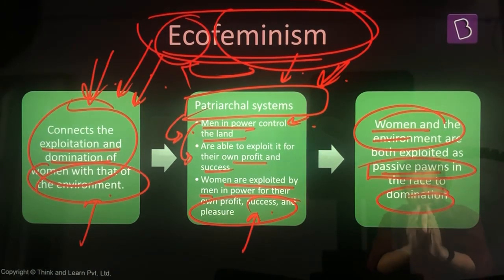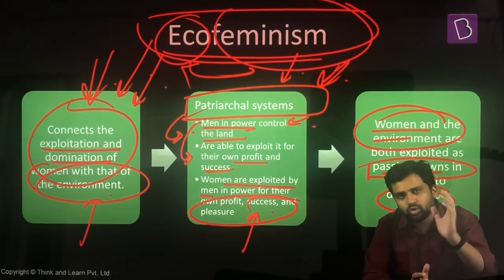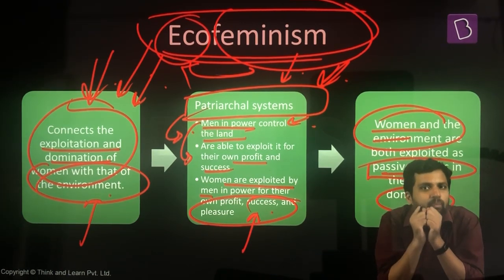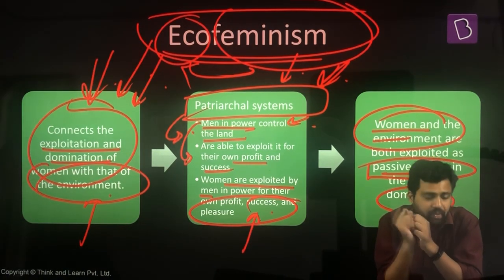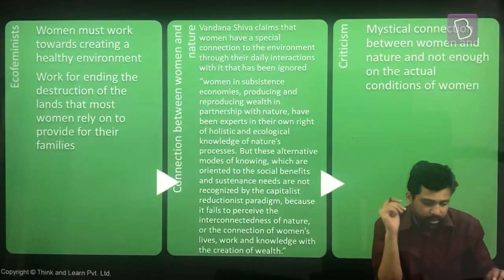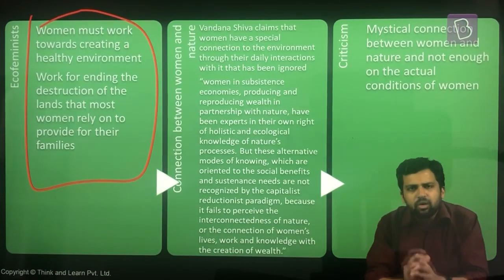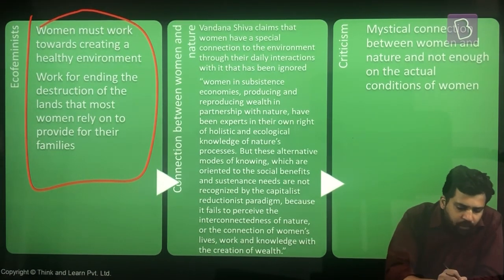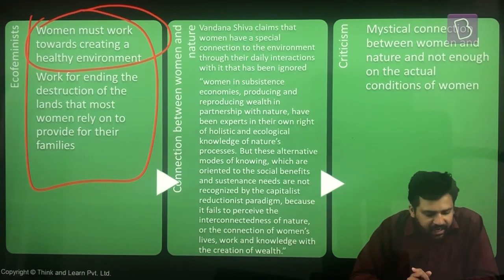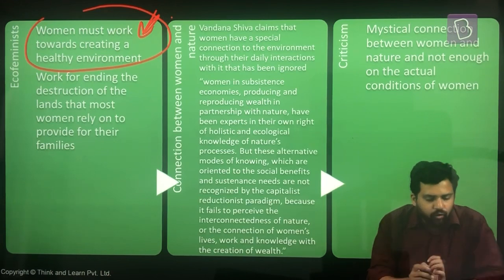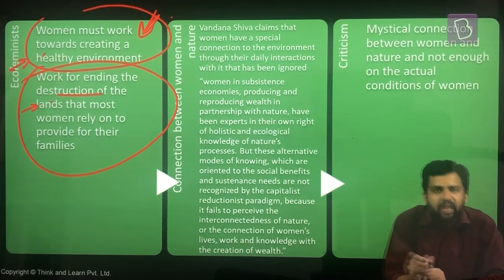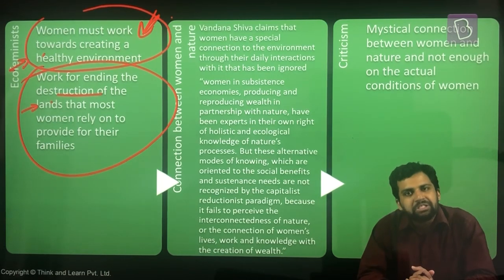So man has been trying to dominate. He's racing, he wants to dominate, he wants to reach a particular level of success. For that, he feels that he needs to domesticate both the land, that means the environment, as well as women. So this is the meaning of ecofeminism. Now, ecofeminists have a particular solution, or they give some suggestions on what can be done. Ecofeminists feel that women must work towards creating a healthy environment. Apart from trying to create a healthy environment, what do women have to do? Women must try to end the destruction of lands. Now, if destruction of land can be arrested, how can women benefit?